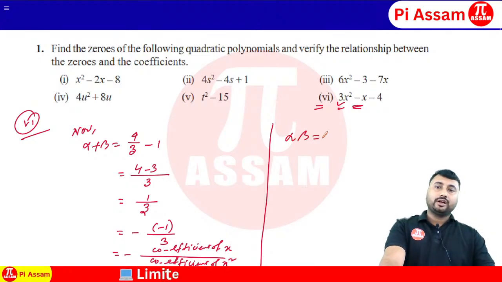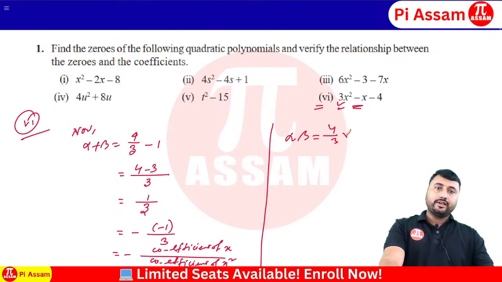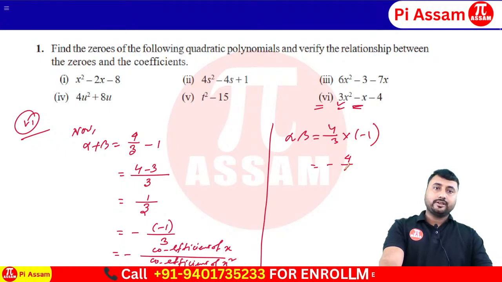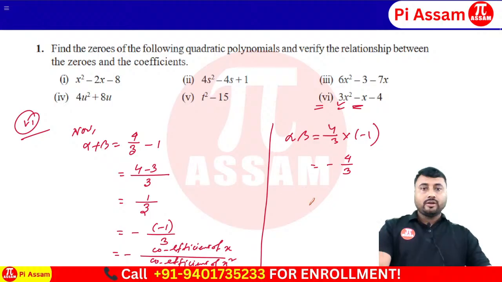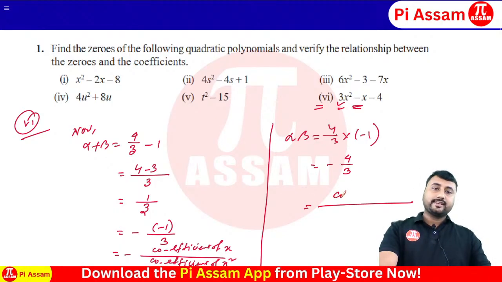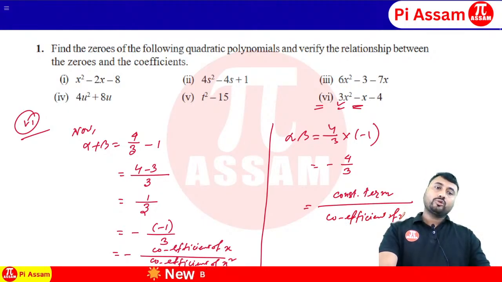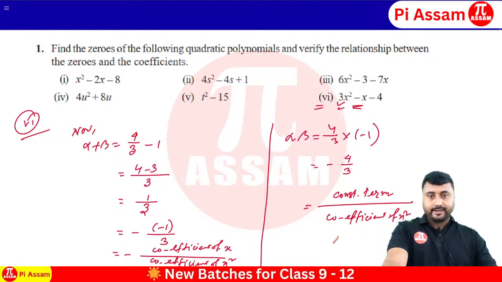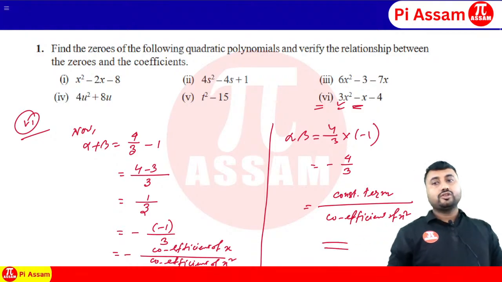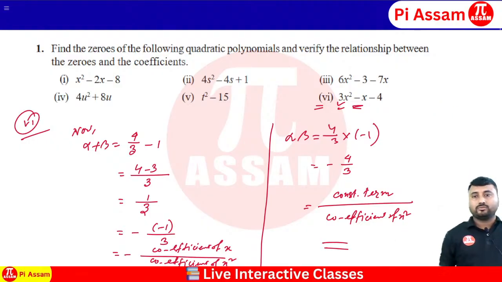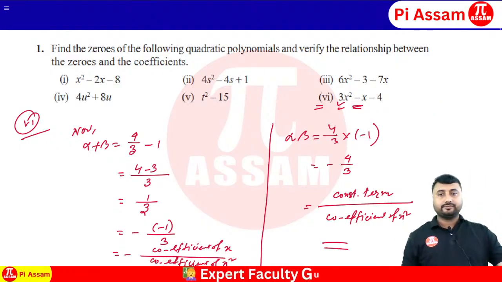And alpha into beta is equal to 4 by 3 into minus 1, which is equal to minus 4 by 3. So therefore the constant term is minus 4 and the coefficient of x square is 3. So which is verified. So both the relations are verified.